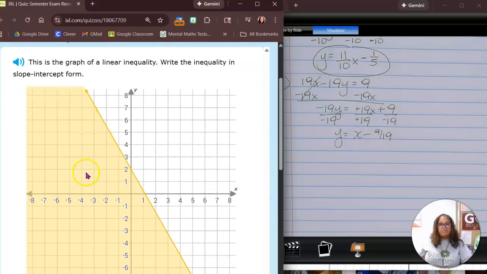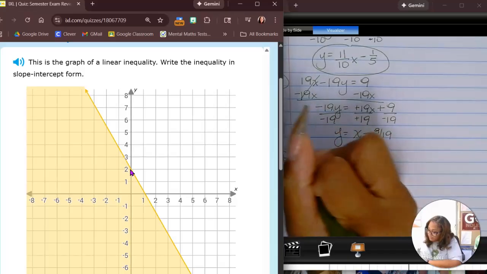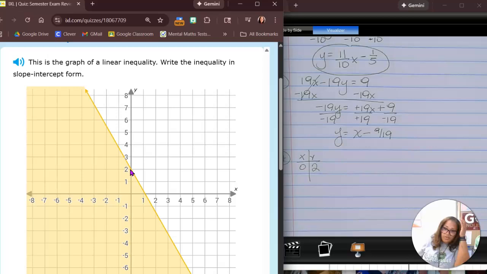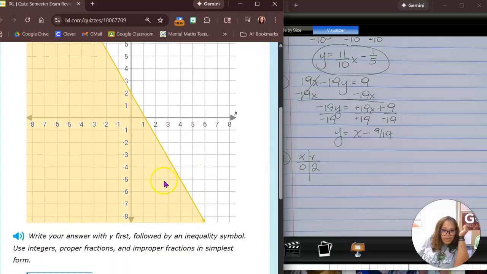Save my answer. This is the graph of a linear inequality. Write the linear inequality in slope-intercept form. So I must look at my 2 points, which is always my y-intercept, not always my x. The y-intercept is typically going to be a dead giveaway. So that's going to be 0, 2. I need to plot that point, and then I need to find another friendly point on this line. Right here, 4, negative 5.